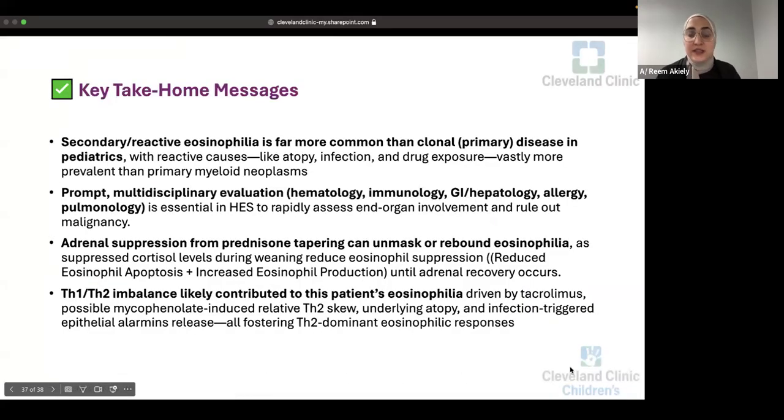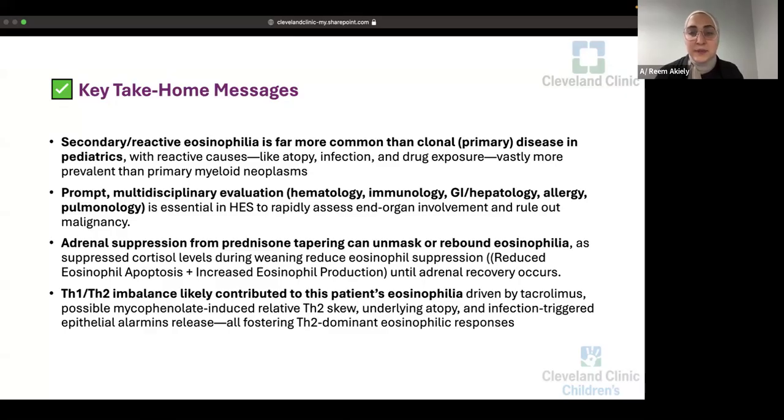We wanted to share this case just to highlight a couple of points, starting with the reminder that secondary reactive eosinophilia is more common than primary. However, it's very important to make sure we're not missing clonal disease, and that can start with oncologic evaluation on the peripheral blood, and if needed, bone marrow, as in our case. As we proved in this case, the management was not possible without multidisciplinary team evaluation and cooperation to make sure that we are treating his hypereosinophilia while at the same time maintaining his liver function.